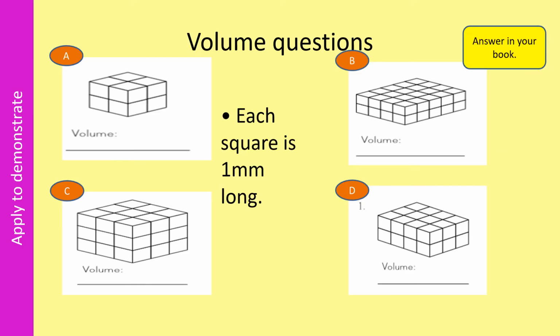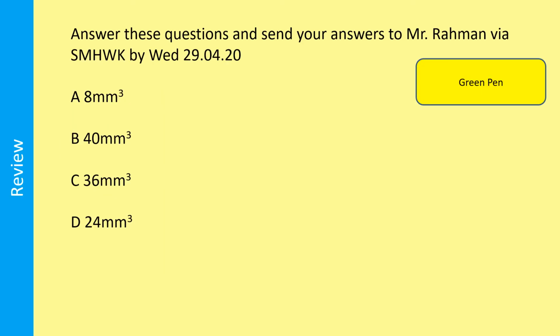Pause the recording here and see if you can work out the volumes of these shapes. Bear in mind that each square this time is only 1 millimetre long. Green pen your answers using this information. Make sure you've got the other units right.